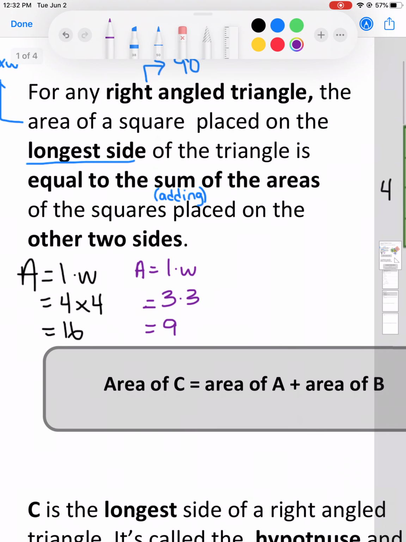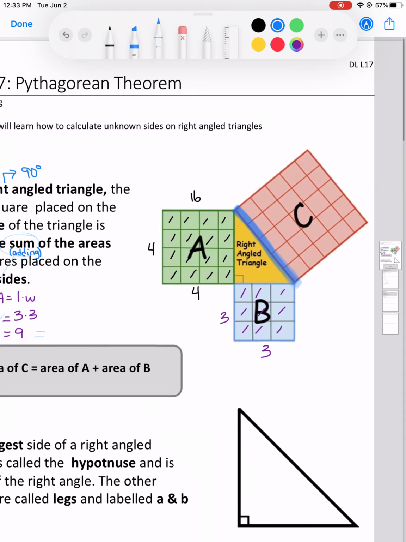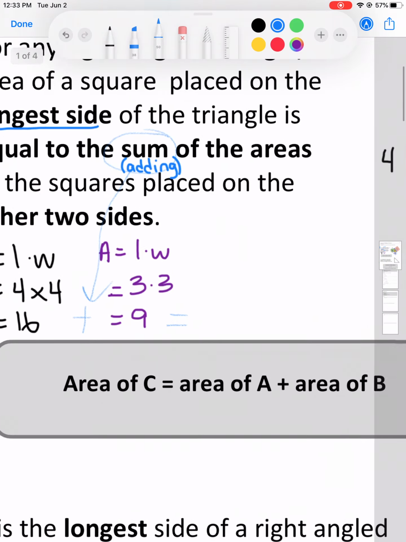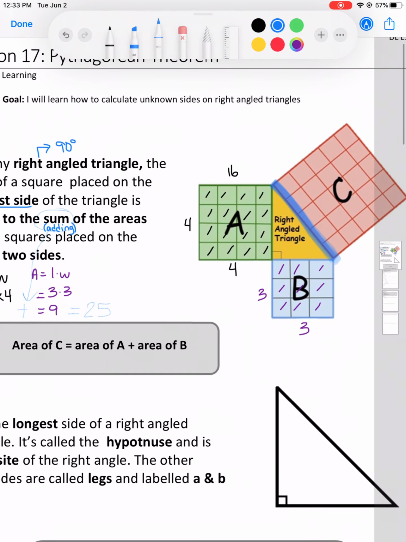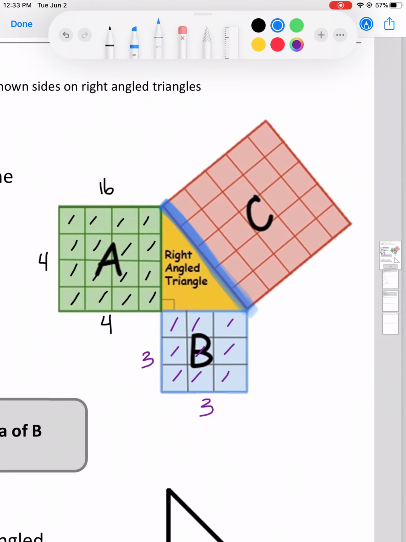So it says the area of the square placed on the longest side of the triangle is equal to the sum of the areas of the squares placed on the other two sides. That means the sum of these two numbers should give us the number of squares for C. So 16 plus 9 is 25, meaning in C there should be 25 squares.